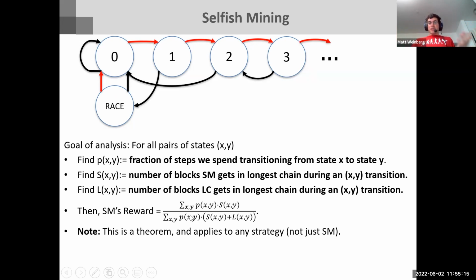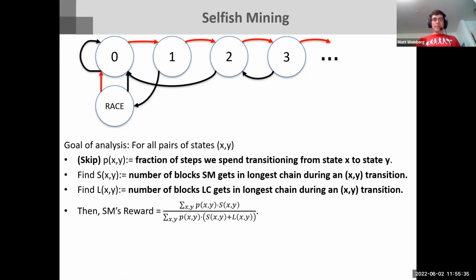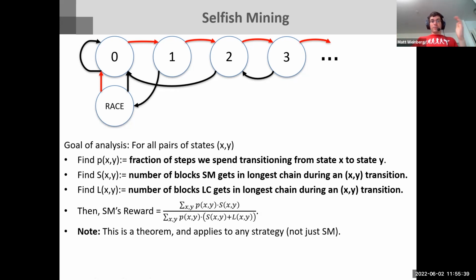The denominator is doing the same thing. It's summing over every pair of states the fraction of time that you spend going from X to Y, times the selfish plus honest blocks you get during that transition. So that's the average over time steps of the total number of blocks that enter the longest chain. So like I said, the goal is just to work out how to compute all three of these things for each pair of states. And that's the entire game.